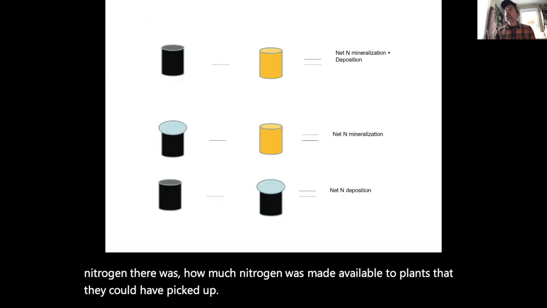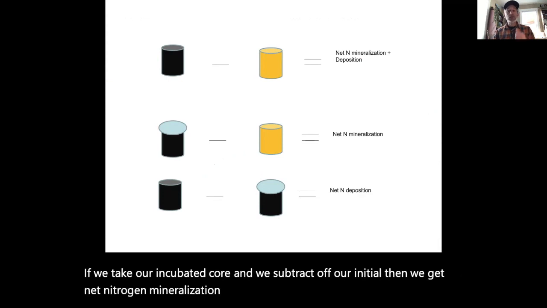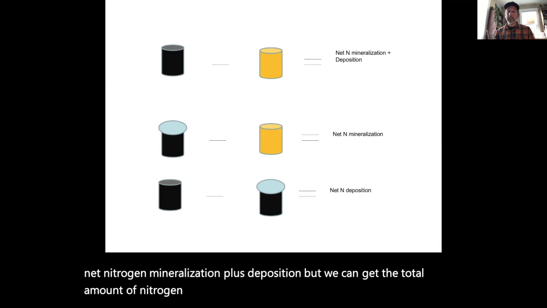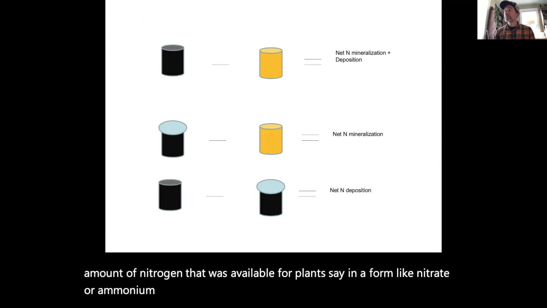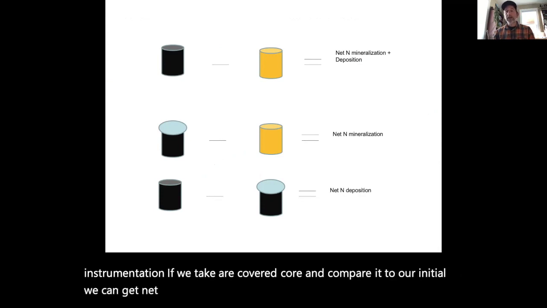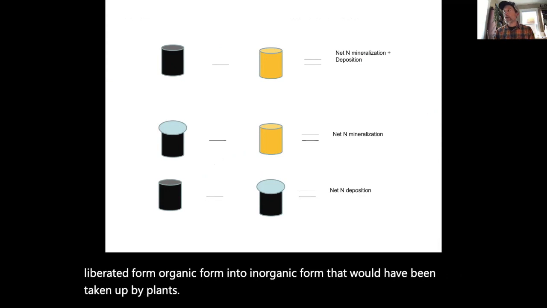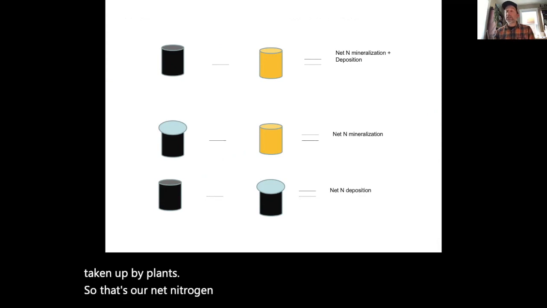So if we take our incubated core and we subtract off our initial, then we get net nitrogen mineralization plus deposition. But we can get the total amount of nitrogen that was available for plants, say in a form like nitrate or ammonium, which we can measure directly using instrumentation. If we take our covered core and compare it to our initial, we can get net nitrogen mineralization, the amount of nitrogen that was liberated from organic form into inorganic form that would have been taken up by plants, but wasn't. So that's our net nitrogen mineralization or nitrogen mineralization rate.